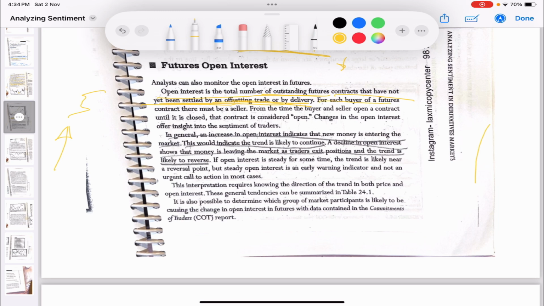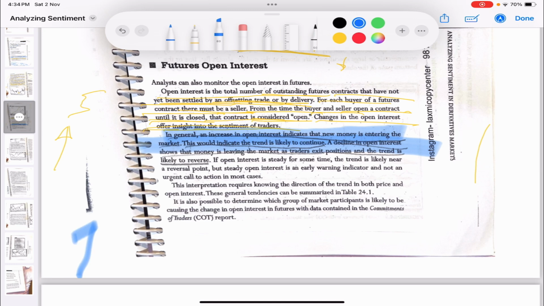For each buyer of a futures contract, there must be a seller. From the time the buyer and seller open a contract until it's closed, the contract is considered open. Changes in the open interest offer insights into the sentiment of traders. In general, an increase in open interest indicates new money entering the market. This would indicate the trend is likely to continue.